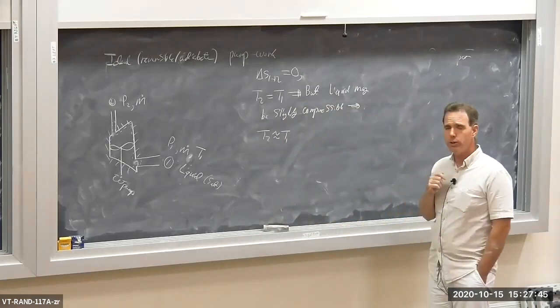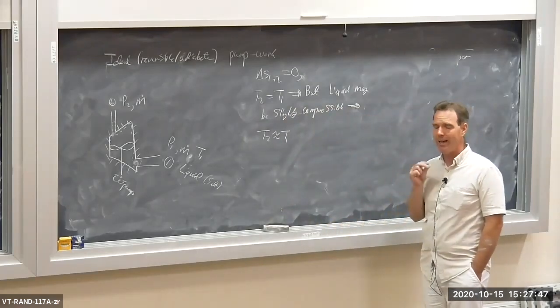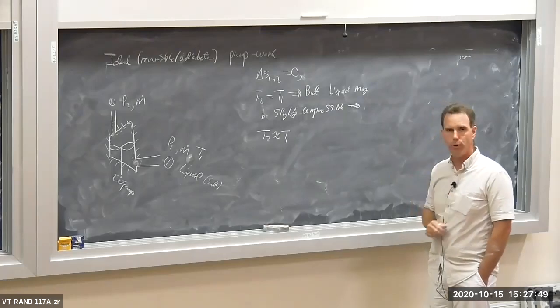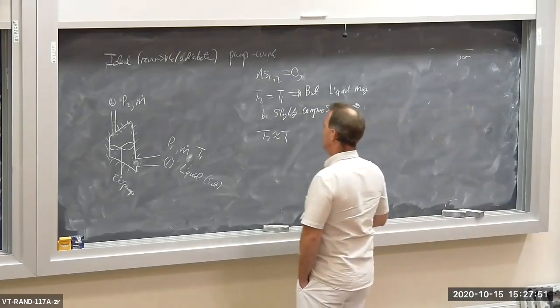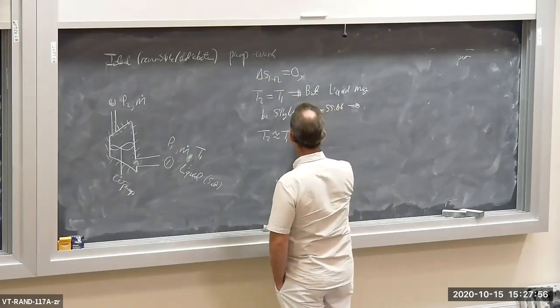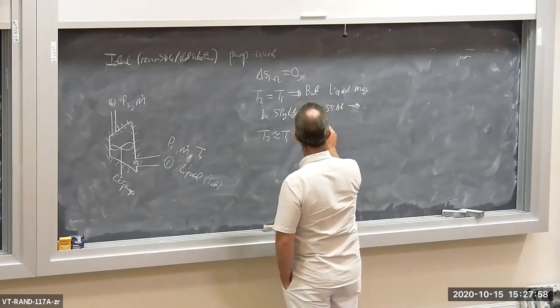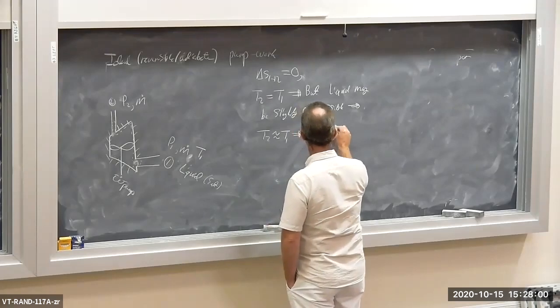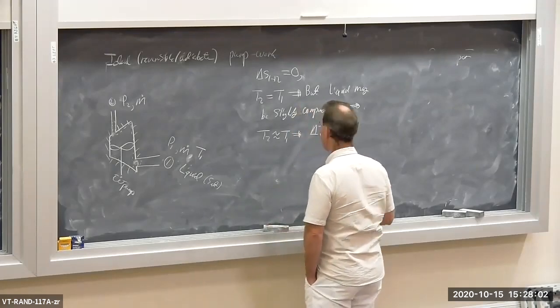Maybe real liquids in real life, you can compress them ever so slightly with large pressure changes. So we're going to say T2 is approximately equal to T1, or if you like, delta T from 1 to 2 is approximately equal to 0. Okay?